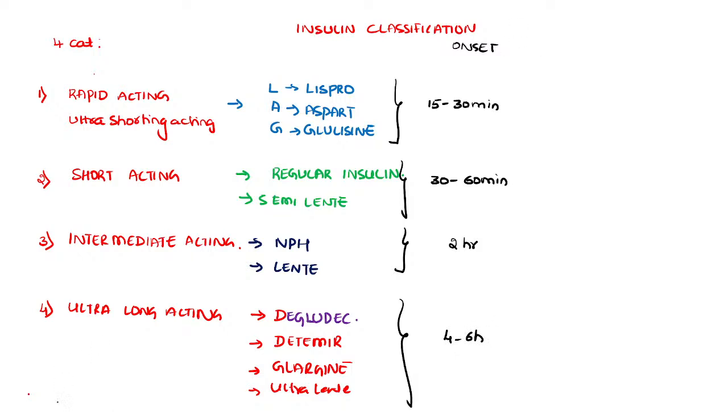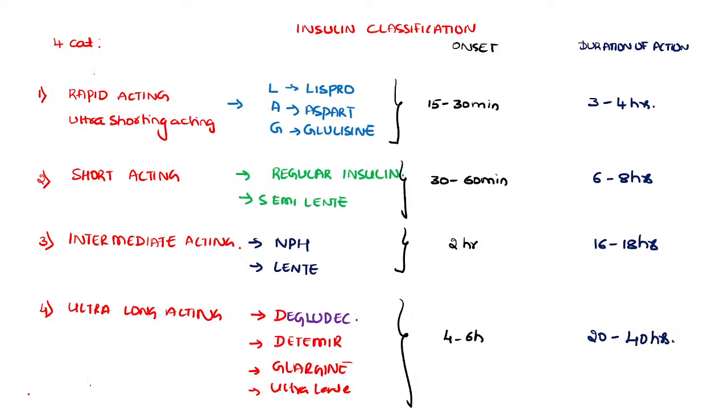So what will be the duration of action? Please remember, the rapid acting insulin preparations will act for 3 to 4 hours, and next these short acting preparations will act somewhere around 6 to 8 hours, and intermediate acting preparations will act for 16 to 18 hours, whereas the ultra long acting preparations will act somewhere around 20 to 40 hours. So that's why they are called ultra long acting preparations.